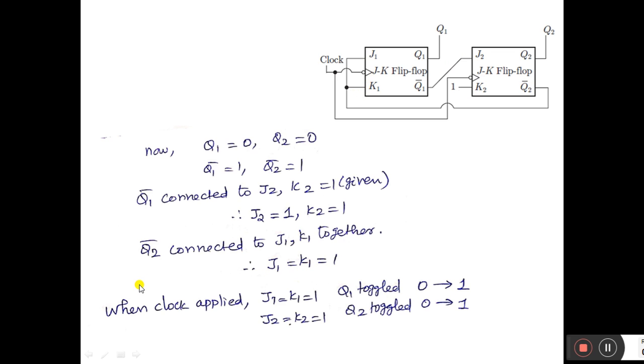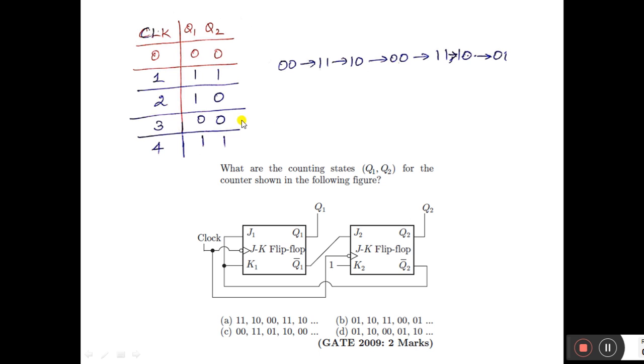Now when I apply the fourth clock pulse, J1 equal to K1 equal to 1, Q1 toggles. That means the previous state 0 is toggled, it becomes 1. When J2 K2 are 1, Q2 is toggled. So now 0 becomes 1. So after the fourth clock pulse 1 1. So now I am getting this state the same as state 1.